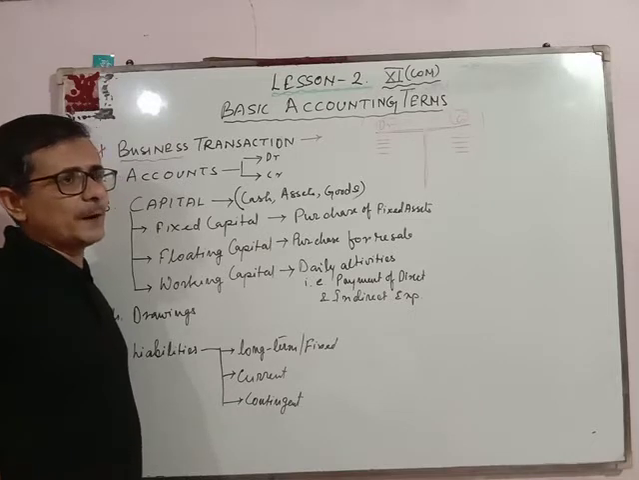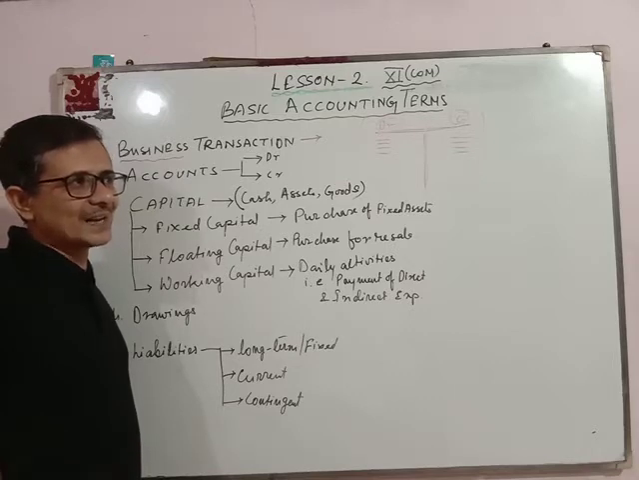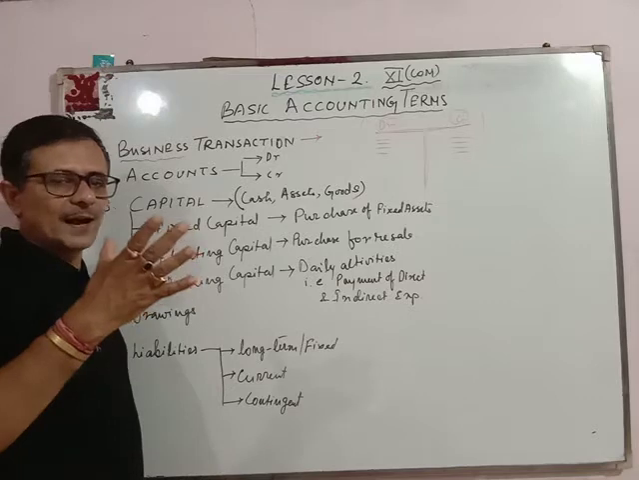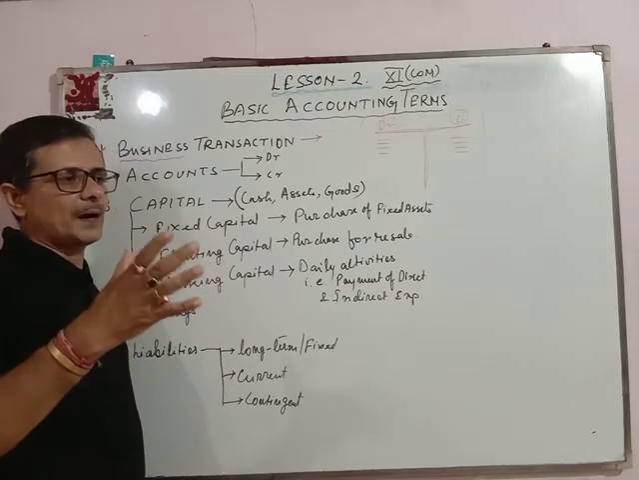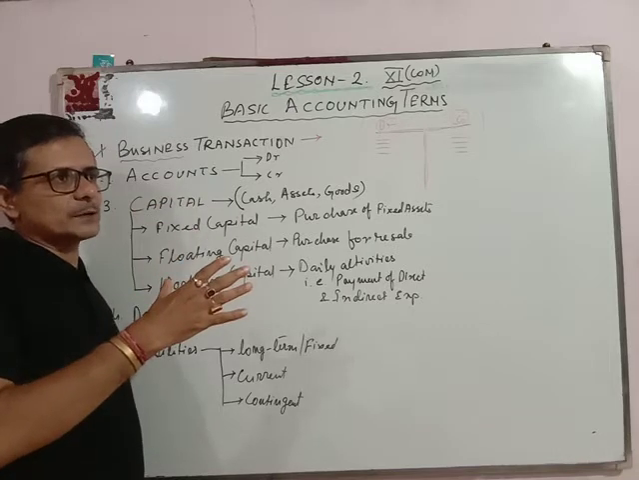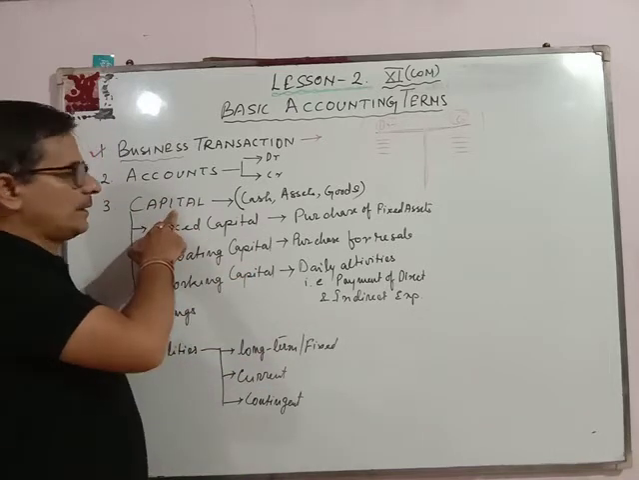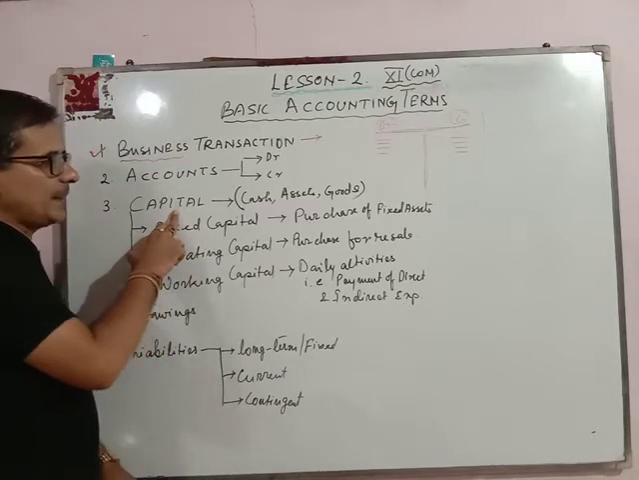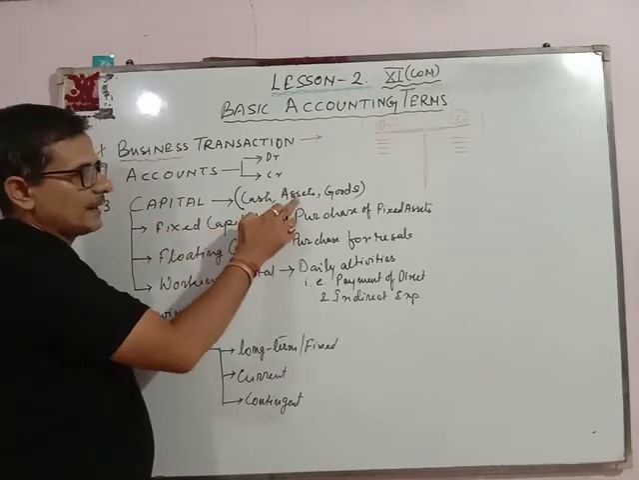So ultimately, when the business is ready, we will not find everything in cash, but we find cash as well as furniture, electrical fittings, and goods, all these things inside the shop. All these things that the owner puts into the business to start it are called capital. So capital can be in the form of cash, and it can be in the form of assets.